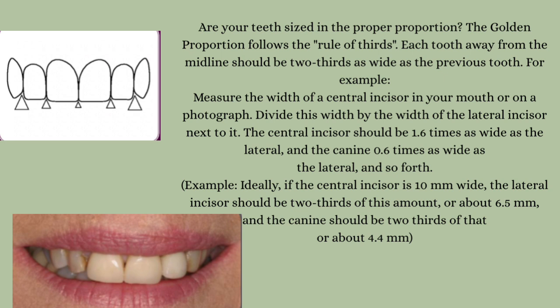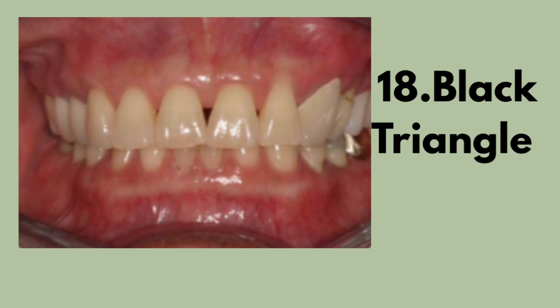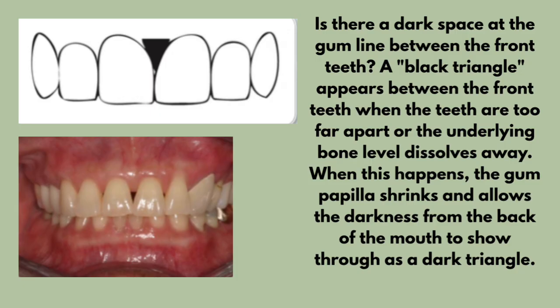Example: ideally, if the central incisor is 10 mm wide, the lateral incisor should be 2/3 of this amount, or about 6.5 mm, and the canine should be 2/3 of that, or about 4.4 mm. 18. Black triangle. Is there a dark space at the gum line between the front teeth? A black triangle appears between the front teeth when the teeth are too far apart or the underlying bone level dissolves away. When this happens, the gum papilla shrinks and allows the darkness from the back of the mouth to show through as a dark triangle.